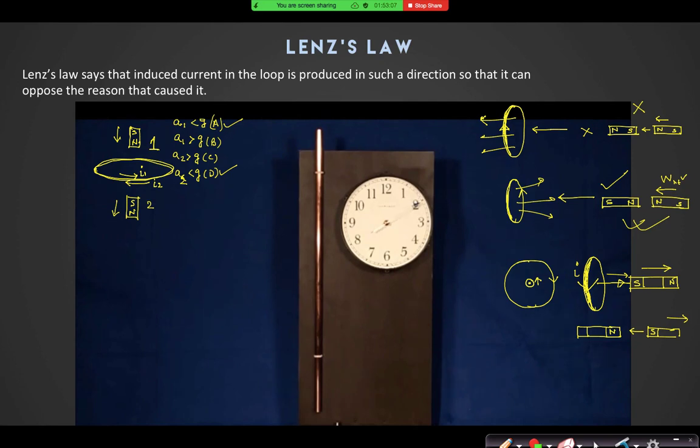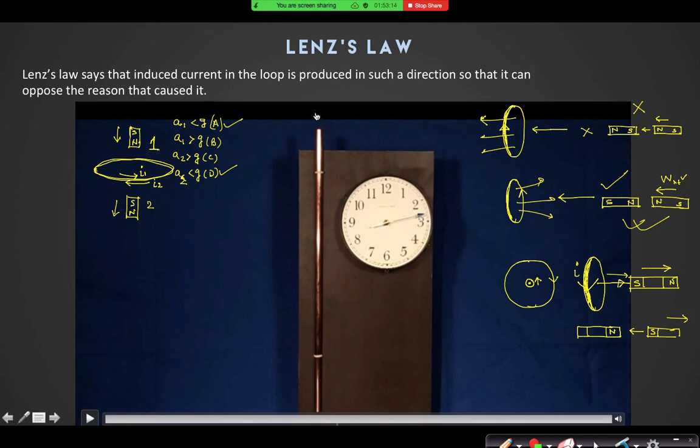This time it takes a full 8 seconds to fall the same distance. Can you explain why, when there was non-magnetic material, it took just 1 or 1.5 seconds to come from here to here? But when I placed a bar magnet, it took a full 8 seconds to reach from here to here. There is an opposing force.